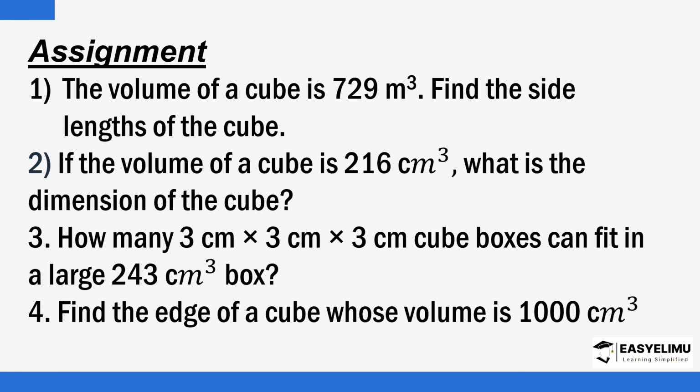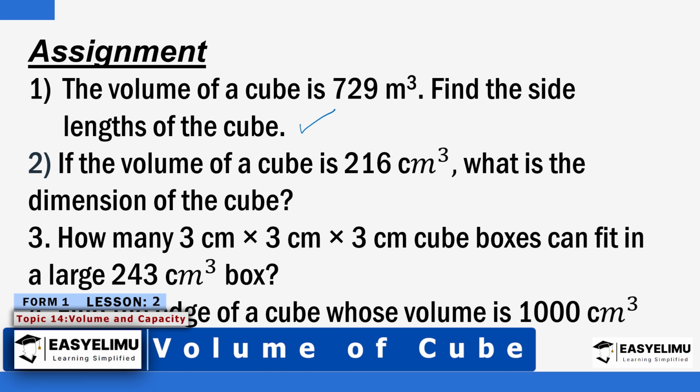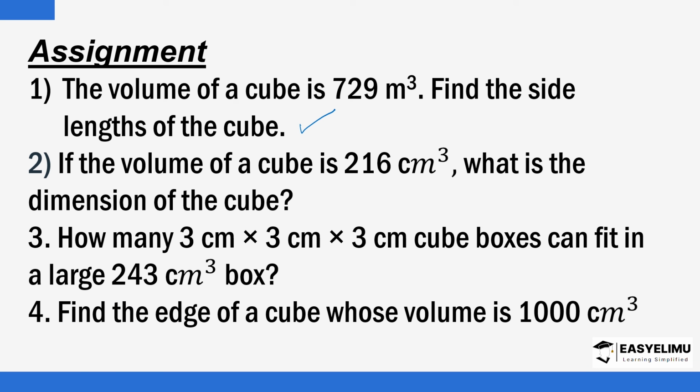So we have a few questions here to help you with practicing on how that can be done. You can see again, we have the volume of a cube is 729. Find the side lengths of the cube. If the volume of a cube is 216 cubic centimeters, what are the dimensions of the cube? How many 3 by 3 by 3 cubes can fit in a large 243 cubic centimeter box, more or less the same as what you have done up there. Then find the edge length of a cube whose volume is given as 1,000 cubic centimeters. So you can always attempt these questions.